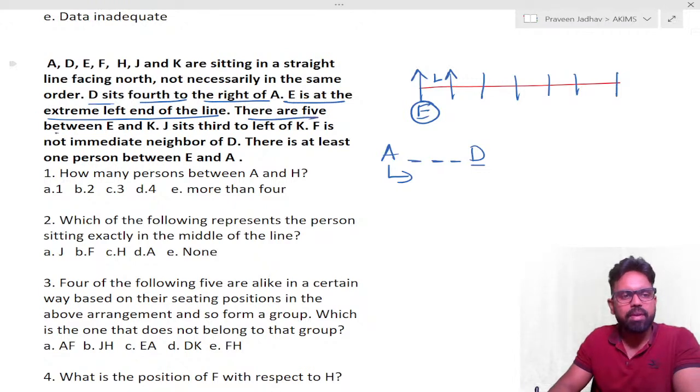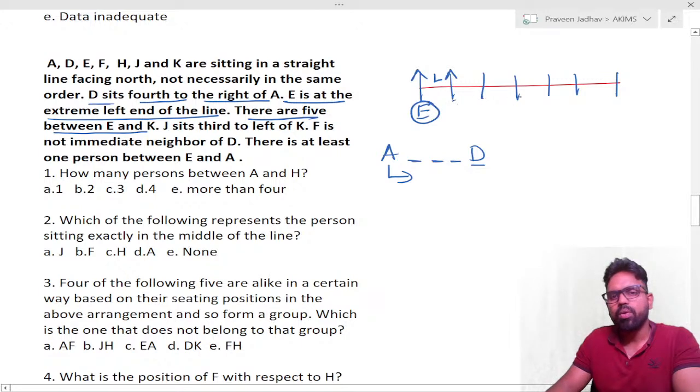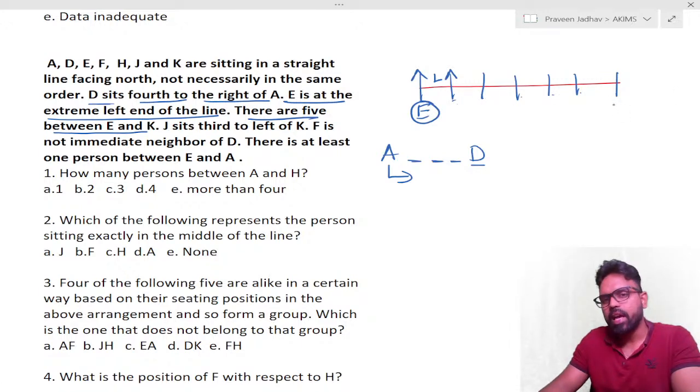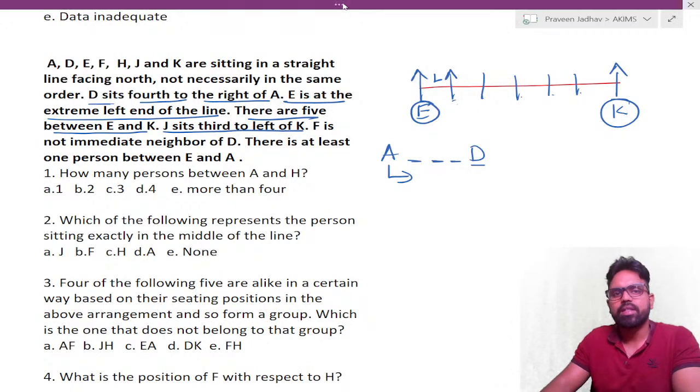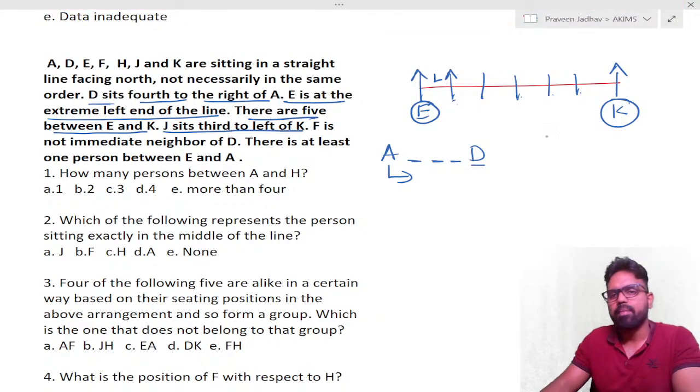There are 5 between E and K. 1, 2, 3, 4, 5. Meaning K must be at the end position. J sits third to the left of K. Meaning, this is left of K. First to the left, second to the left, third to the left. Who will be here? J. J sits third to the left of K.